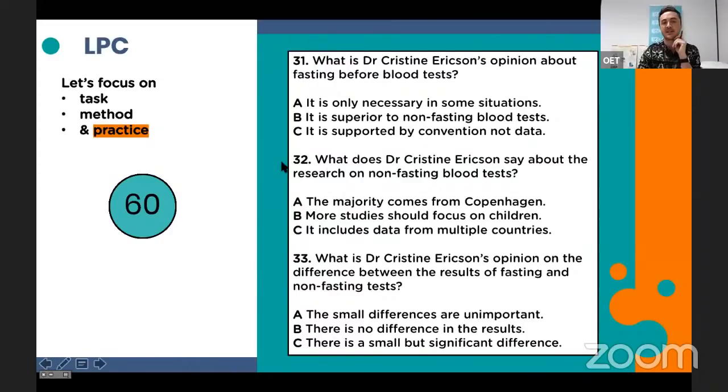And then it will turn to the interviewer again, and he'll say, so what is the science? What does the scientific literature suggest about non-fasting blood tests? So you know you're on question 32, and then you do it. So it helps you to navigate through the different questions.